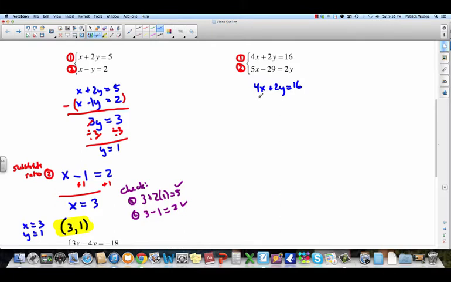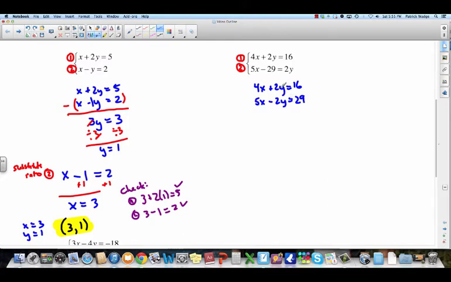Second one's not in standard form. We have 5x, but I want to move the 2y over so it becomes minus 2y. And I have to move the negative 29 over so it becomes positive 29. Now we have to look to see which coefficients we can get the same or opposite. Which letter do you see is going to be easier to deal with? It's going to be y in this case.